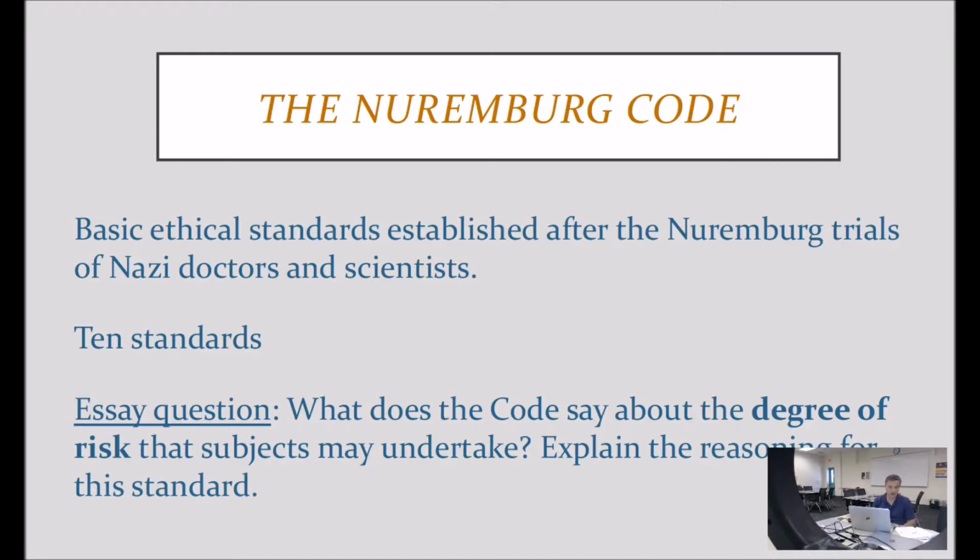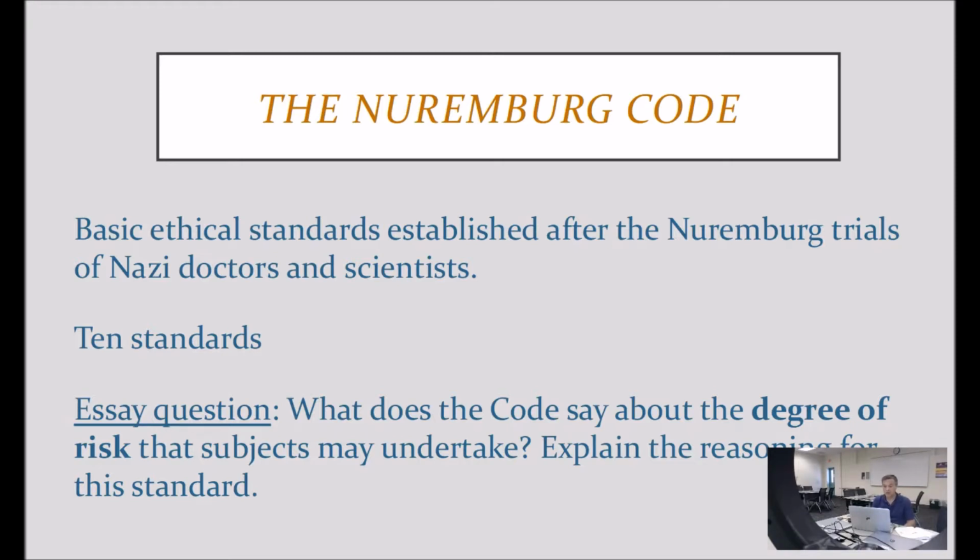So your essay question is this: what does the code say about the degree of risk that subjects may undertake? And then you are to explain the reasoning for this standard. Okay, so I'll point you directly to the paragraph in the code that talks about the degree of risk, and that's paragraph 6. We'll just read it together here. The degree of risk to be taken should never exceed that determined by the humanitarian importance of the problem to be solved by the experiment. So there it is. That's what the code says. So there's part of your answer.